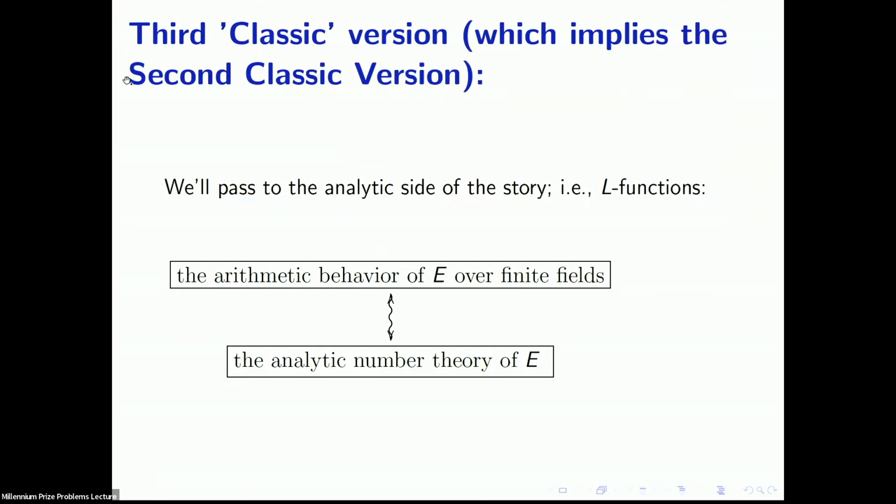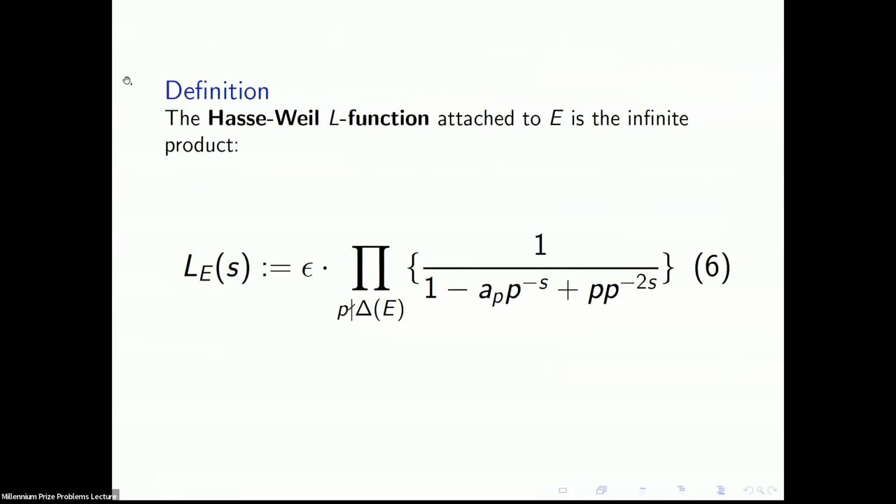Third classic version, and it applies the second one, is by passing to L-functions. Now, I was still using the arithmetic behavior of E over finite fields. And we're passing to the analytic number theory of E with input from the arithmetic behavior of E over finite fields. We do this by the Hasse-Weil L-function, which is an infinite product. At the moment, it's just a formal infinite product of mathematical symbols, where each of these bracketed things are called Euler factors. And there it is as a formal infinite product.